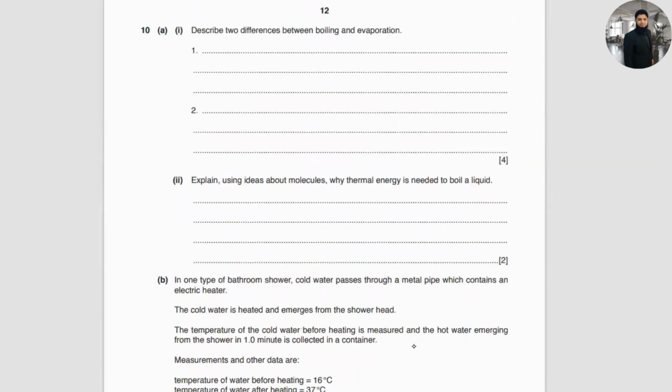Okay, ji. Question number 10. Describe two differences between boiling and evaporation. Again, I am not writing this answer. I can also explain this. Only explain this. What is the difference between boiling and evaporation?